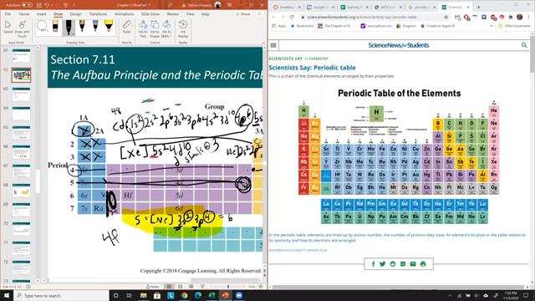Period 6, you'll have 6s, 4f. Period 7, you'll have 7s, 5f. So it lags 2 behind. That's just a little nuance. That's a good way to remember it.